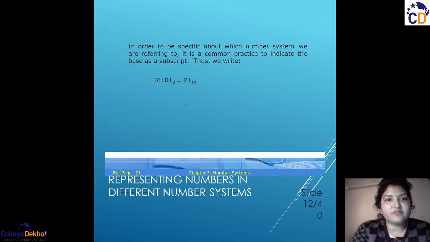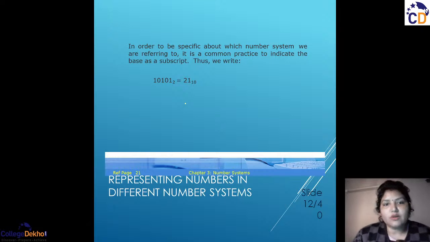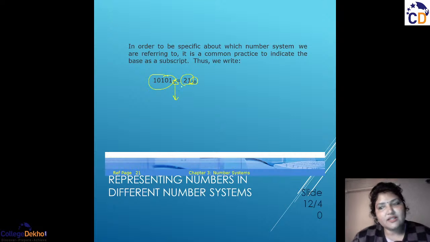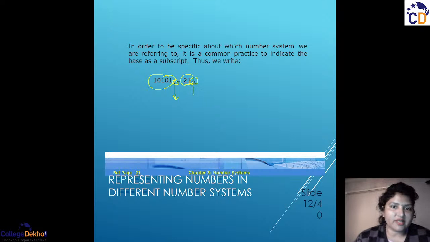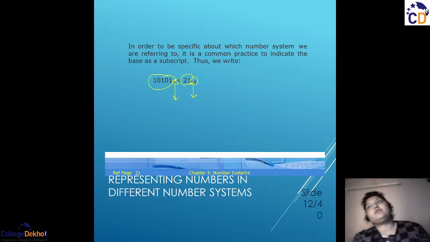In order to be specific about which number system we are referring to, it is a common practice to indicate the base as a subscript. So we write like this. We have any kind of number, like 10101. If you write a 2 as a subscript, it means you write which number system you are following, right? Or it is equal to 21, and the base is what? Decimal. So from the base itself you are able to identify which number system you are following, right? So it's very easy to identify from the number.